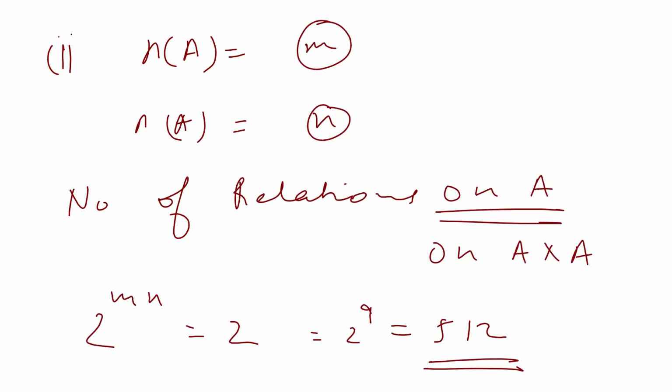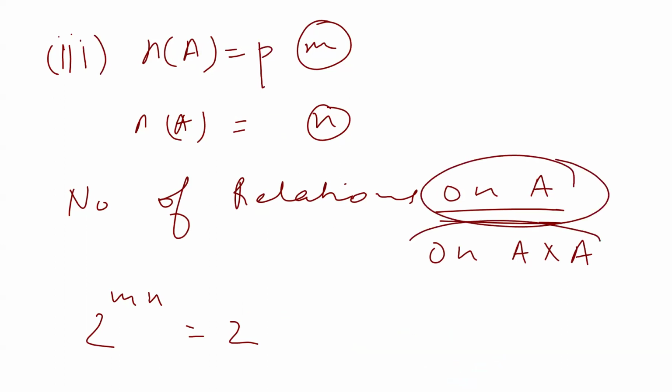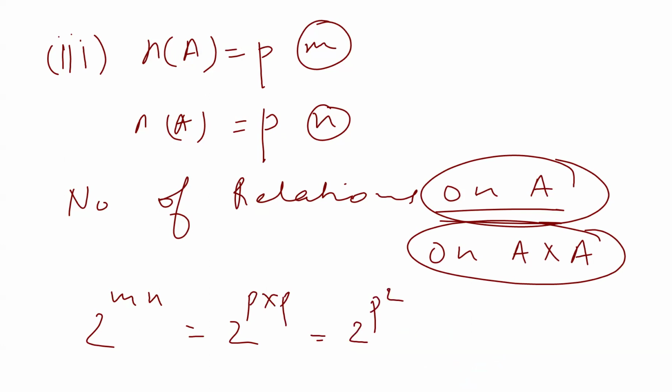Third sub question. I'll make the changes here itself. N of A is equal to P. Number of relations on A, on A meaning on A cross A. So this is also P. M into N, so 2 raised to P square. Okay, that is the answer.